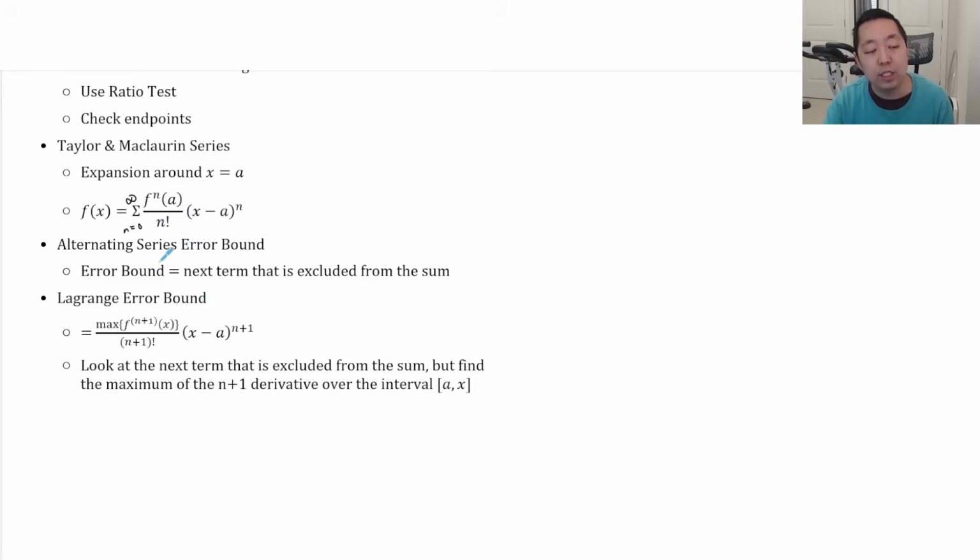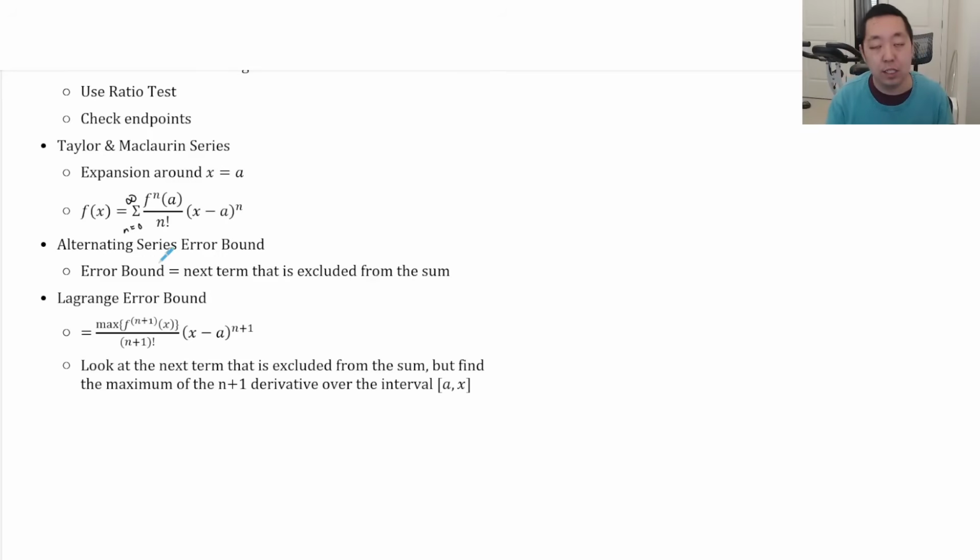So the alternating series error bound is an error bound you can do only if it's an alternating series. And the error bound is just the term after you truncate it, right? So the point of the alternating series is I'm adding up to a point in the series, and then the term after it, if you take the absolute value of that, is your error bound. So it's actually pretty easy. You just work out the terms. If you truncate it here, the one right after the end of the series, that one is your alternating series error bound. Lagrange error bound is a little bit trickier.